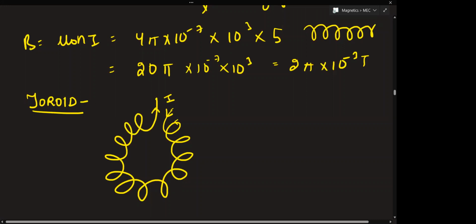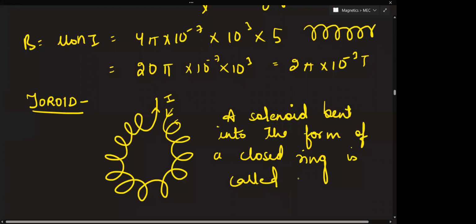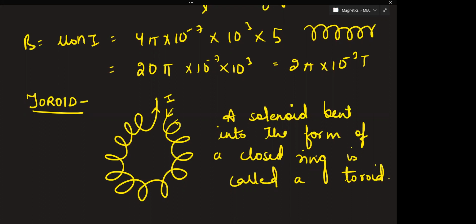So toroid is basically what? It's a solenoid bent into the form of a closed ring. This is known as a toroid. So basically it's an anchor ring around which a large number of turns of metallic wire are wound.